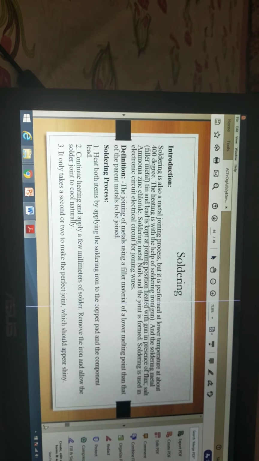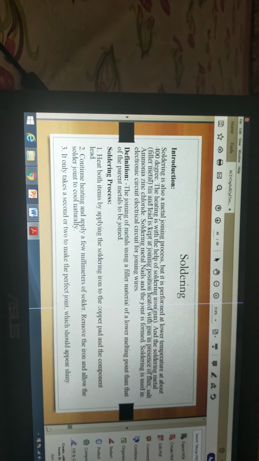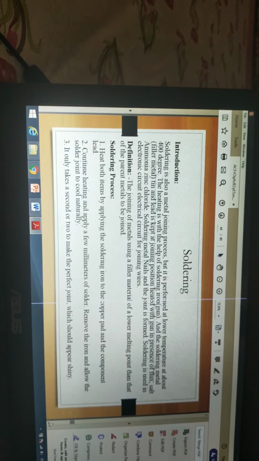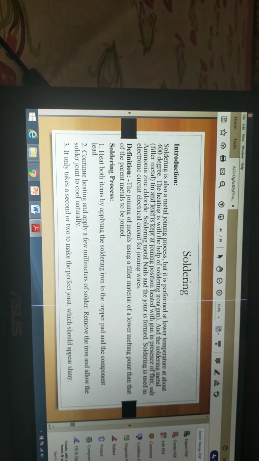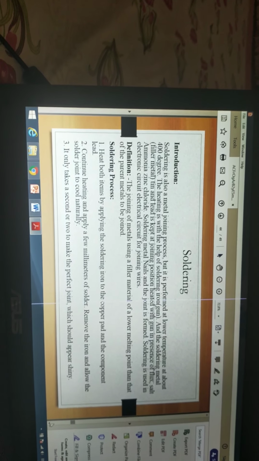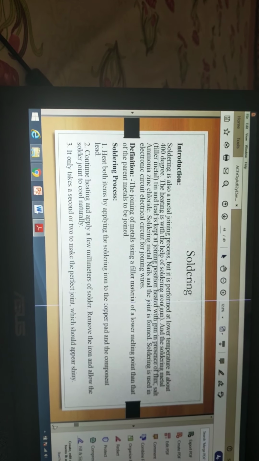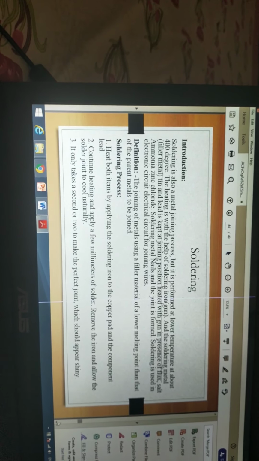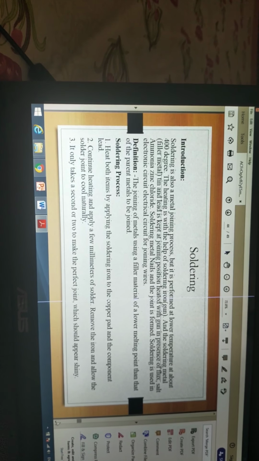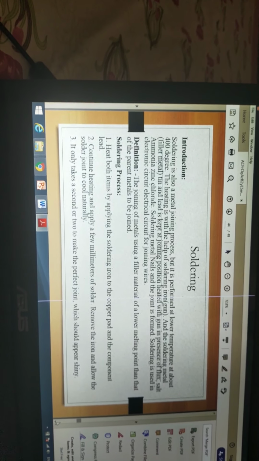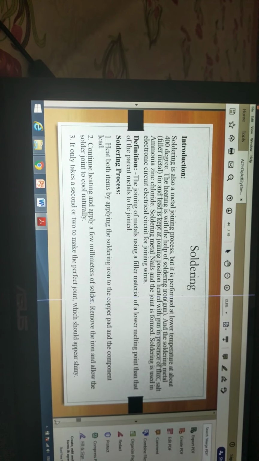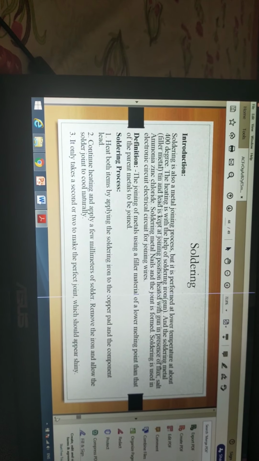In the soldering process, heat both parts by applying the soldering iron to the copper pad and the component lead. Continue heating. Apply a few millimeters of solder. Remove the iron and allow the solder joint to cool naturally. It only takes a second or two to make a perfect joint, which should appear shiny.